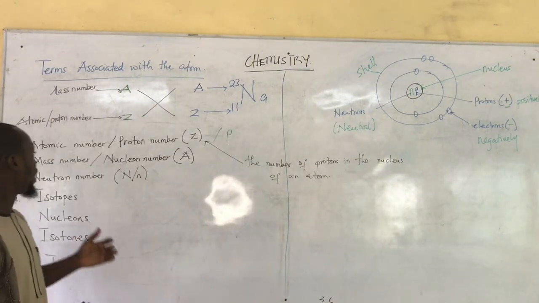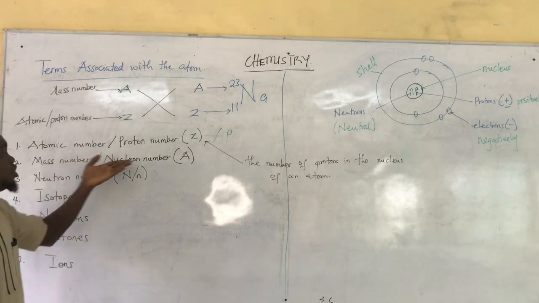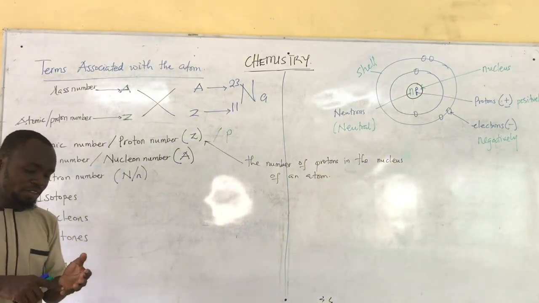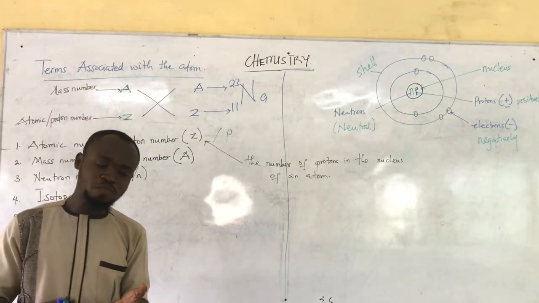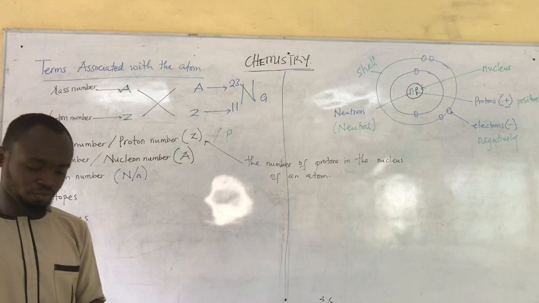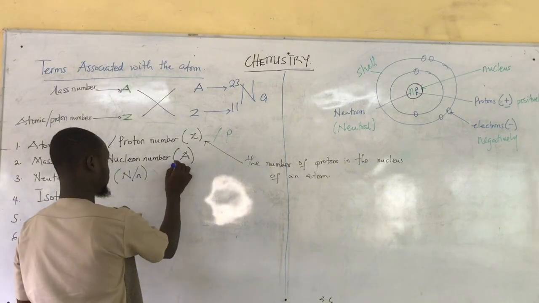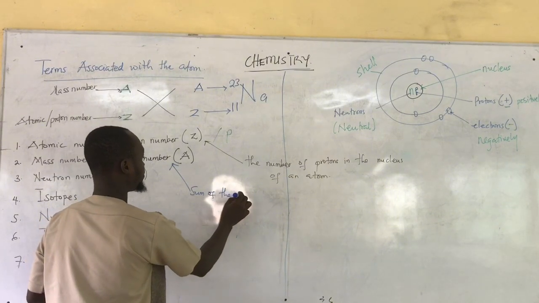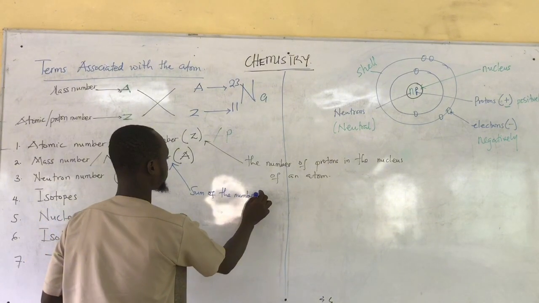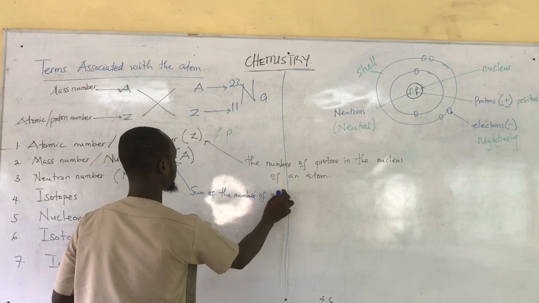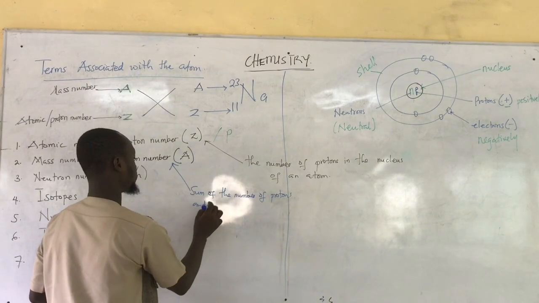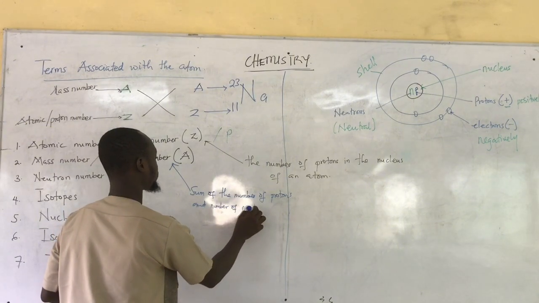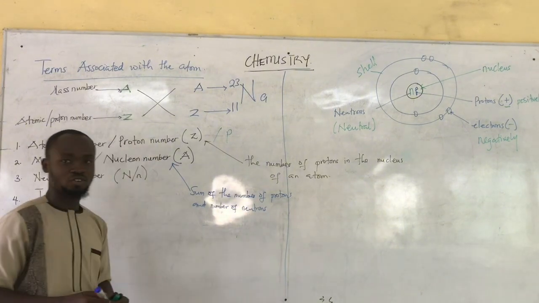So I have mass number or the nucleon number. What is this mass number? The mass number is the sum of the number of protons and the number of neutrons in the nucleus of an atom.